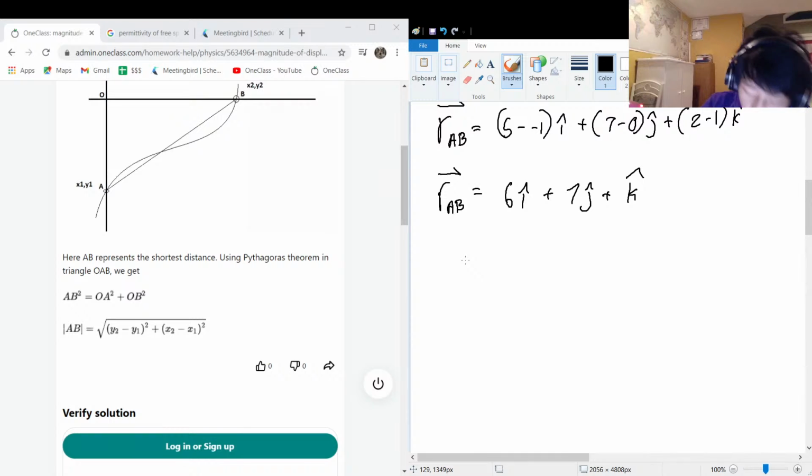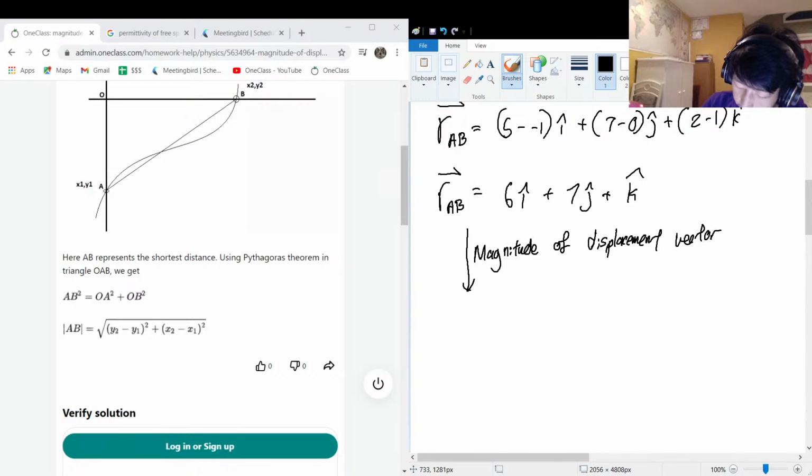And now we want to get the magnitude of the displacement vector. We're going to do it like this: rAB. Sometimes people write it in absolute value. That's to represent magnitude. It is also occasionally written as double absolute value, rAB, and that's just to avoid the confusion with absolute value. But generally, if you see a vector inside, you know it's a magnitude.